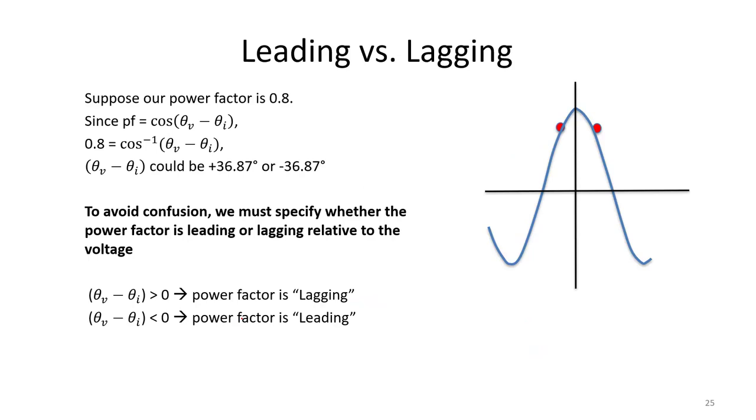Another important thing to remember is that we always need to specify leading or lagging when we report our power factor. Remember, the power factor is a very important quantity given by cosine of theta v minus theta i. It helps tell us how much of our power will be real versus imaginary when working with complex power. But because cosine is an even function, we need to specify whether the power factor is leading or lagging.